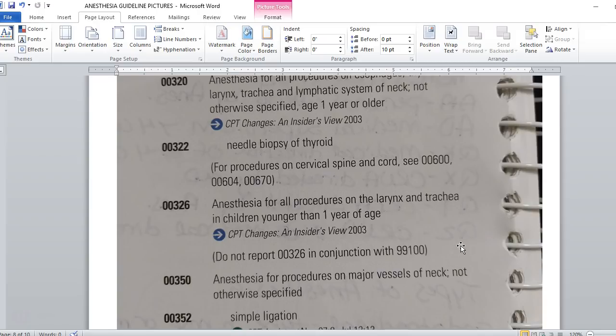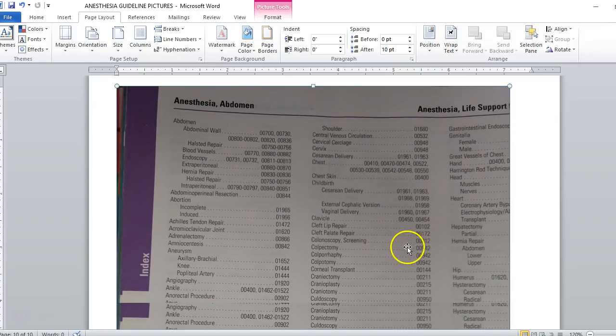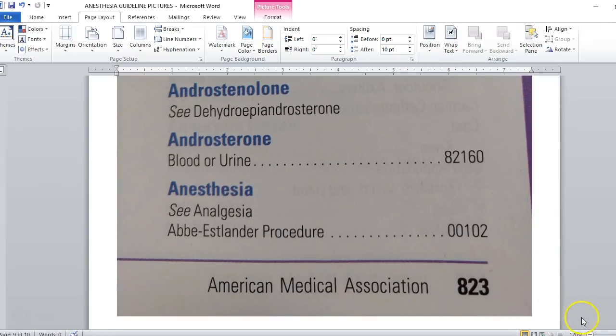So a lot of times there are these do not reports. Always read the notations underneath your codes to make sure you're in the right spot. This is what they look like, and they're separated out by anatomic site. But when we're looking at them in the back of the book, this is something that drives me a little bonkers, because on the tiny bottom of page 823, the main term of anesthesia starts. But the only procedure under this is the Abbé-Estlander procedure, which is something that we do for the skin of the face. So the rest of these codes end up on the next page and the page after.